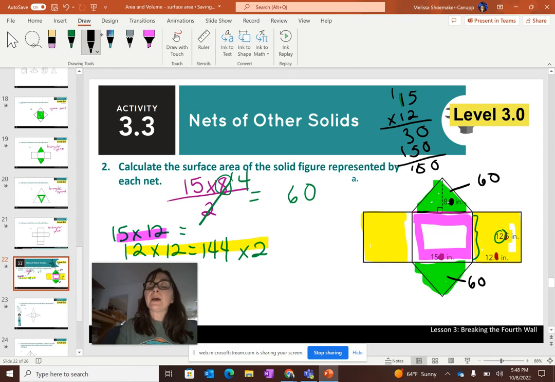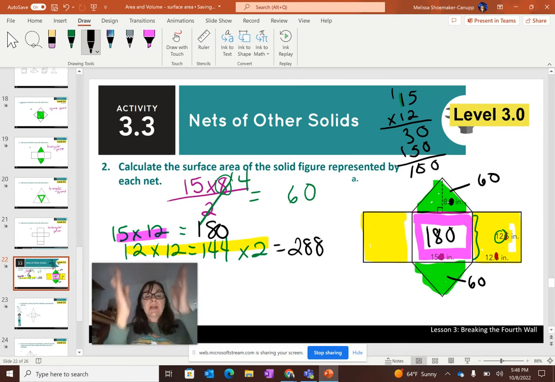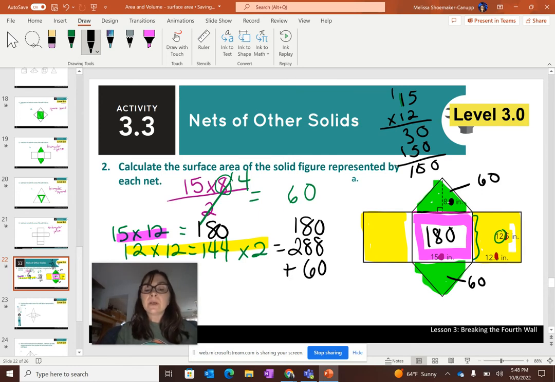And I'm going to add those up, 180. So that's 180. Then 144 times 2 is going to be 288. So really what we're going to do now is line up all those numbers. I got my 60 there, a 180 there, a 288, and then I have one more, a 60. I'm actually going to erase this and line it up a little better.